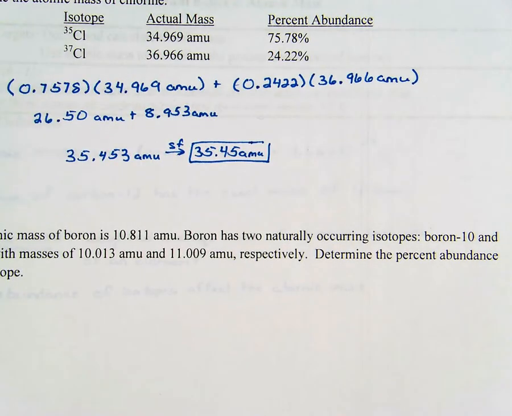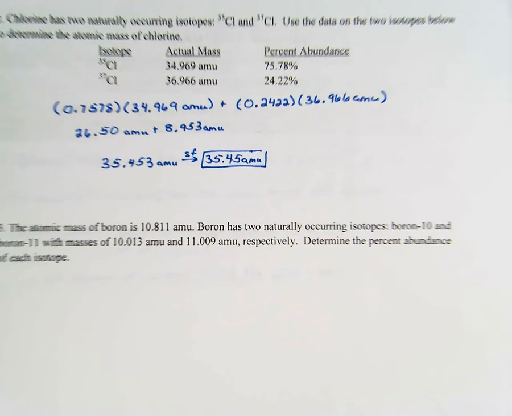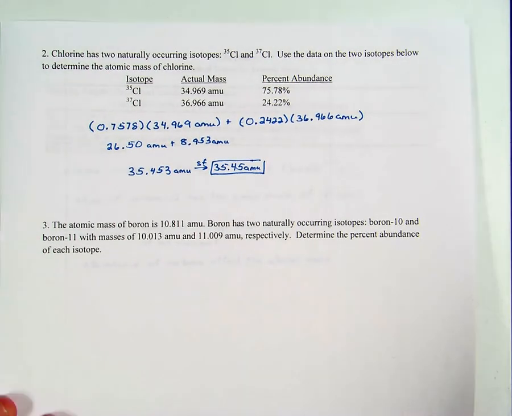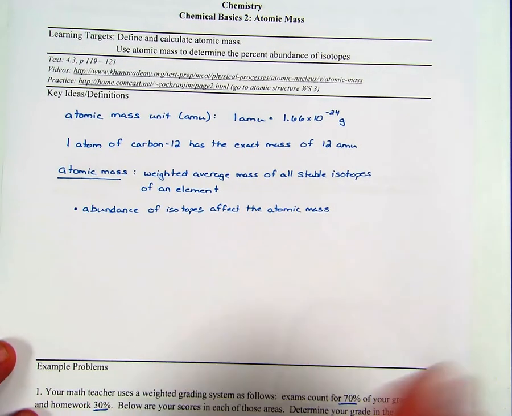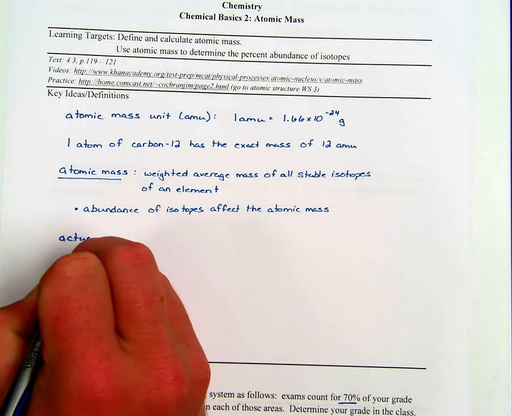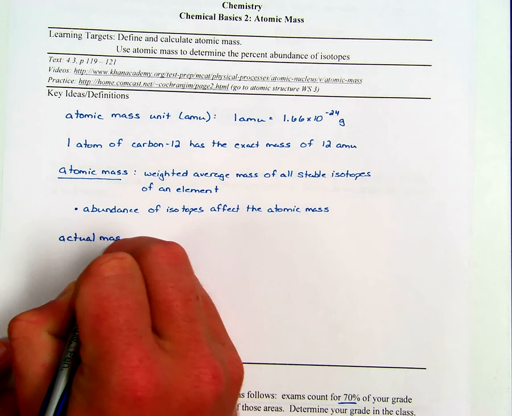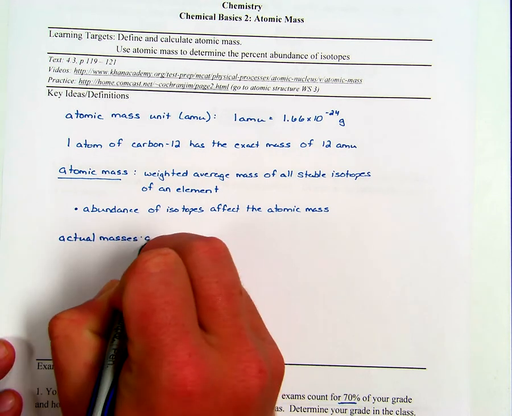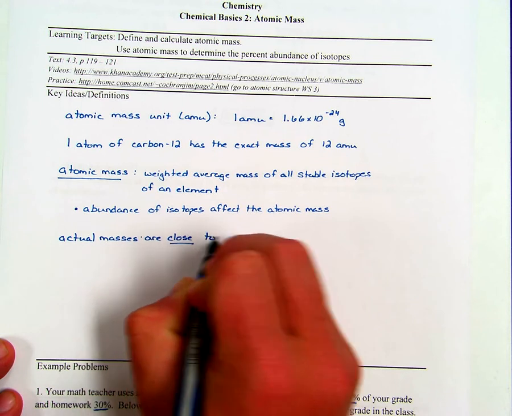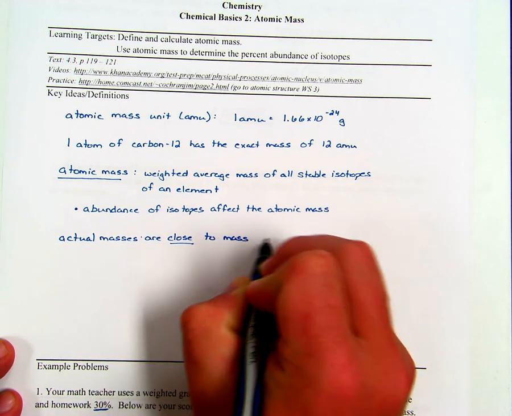Alright, before we go to this next example problem, I do want to go back and jot down a couple other quick things under the key ideas and definitions. You'll notice on that last example that the actual masses of those isotopes are close to mass numbers, but they aren't exactly the mass numbers. You might be wondering why that is.